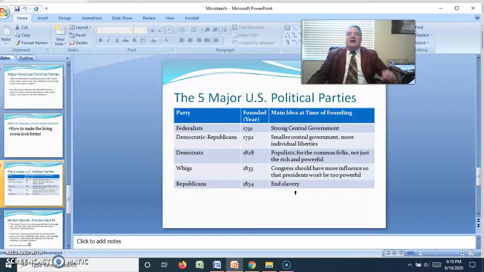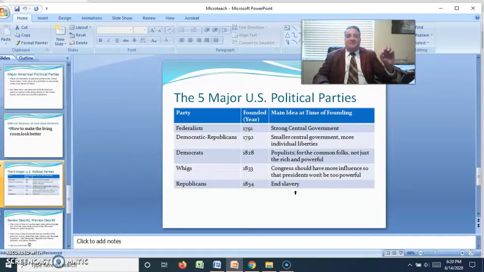But the Democratic Republicans said, we got away from King George because we didn't want some big government telling us what to do, and you're going to give us another big government? What's the difference? We might as well have just stayed with England. They said, no, we need a smaller government. Let them stay out of the way. Let people make their own decisions, not be told what to do.